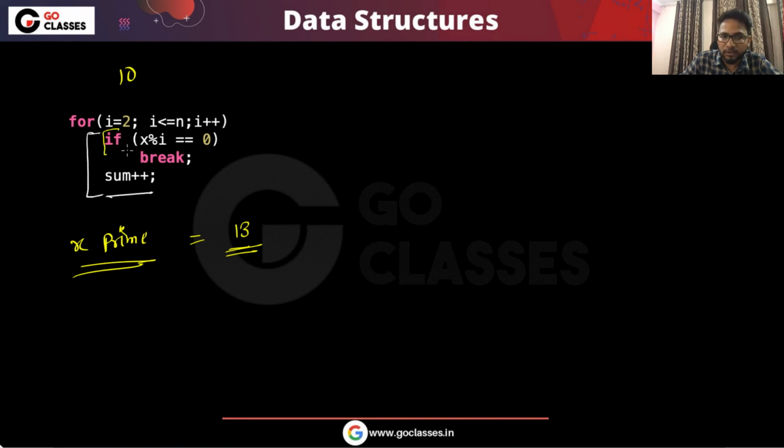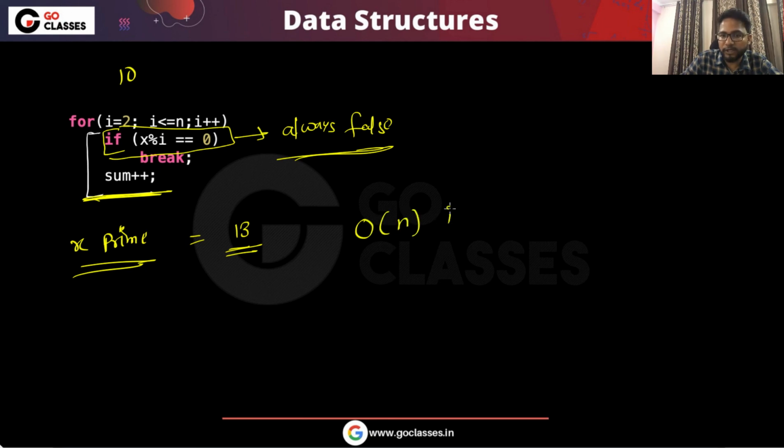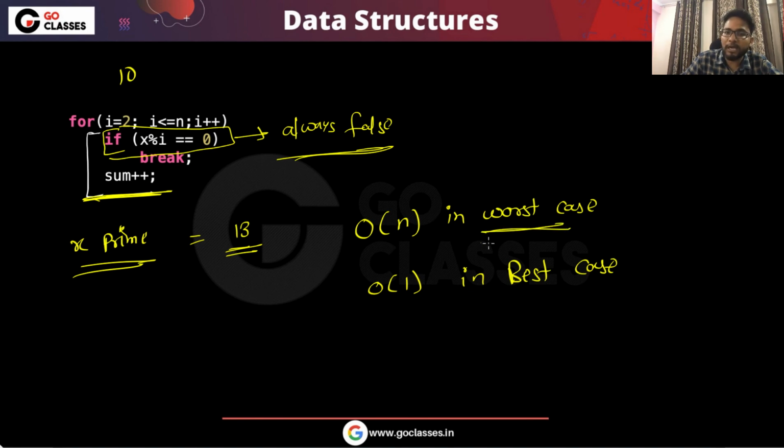You do not need to know the mathematics of prime numbers. You just say that this is always false. There could be a case where it is always false. If this is always false, then in the worst case I will be executing sum plus always, right? Which means order of n in the worst case, and order of just 1 in the best case. Which means in the worst case I will be taking order, meaning less than or equal to.